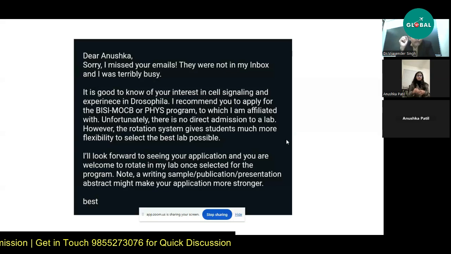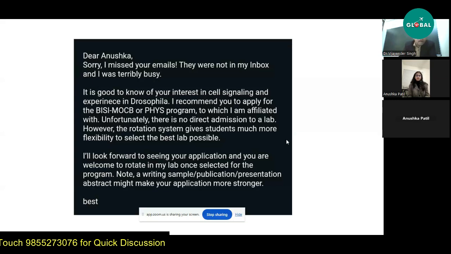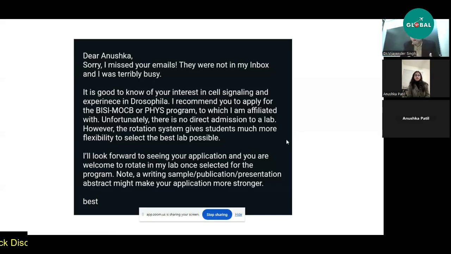Okay, now that is a very relevant question, Anushka, which students normally ask us: sir, if there is a rotation system and this is the kind of response I'm getting, does it make any sense for science and biology related students to mail a professor when we know that the professor may not take us? So how does this kind of mail help you? You also mailed and got this response. Does it help you anywhere in your application process further?